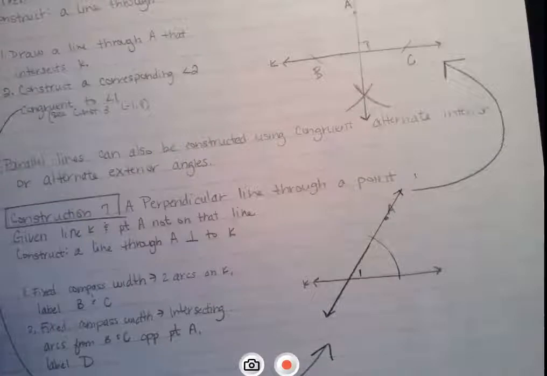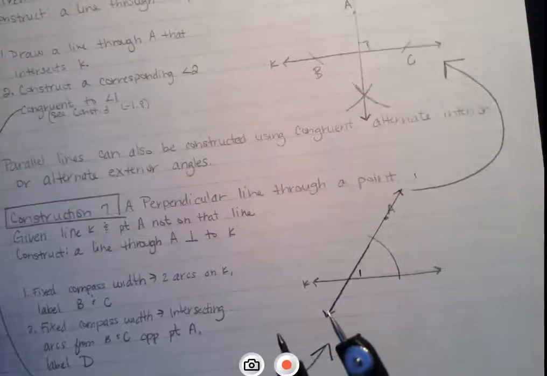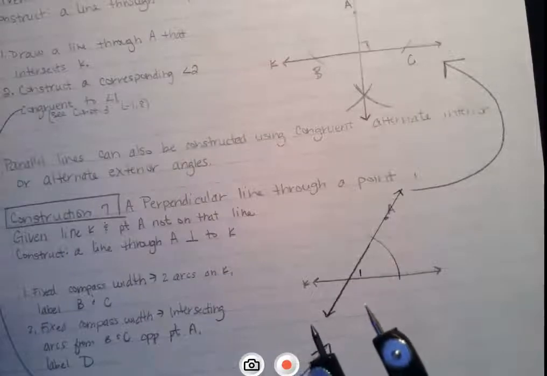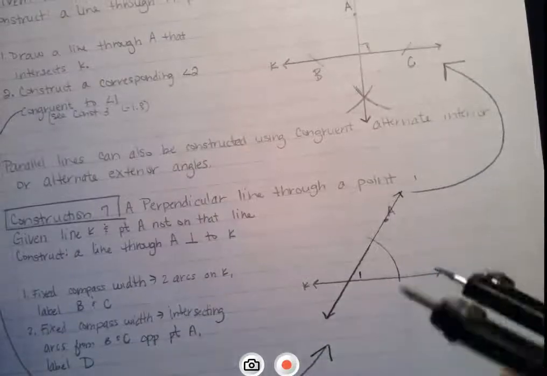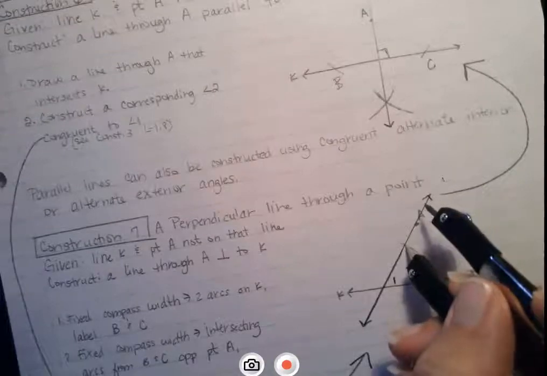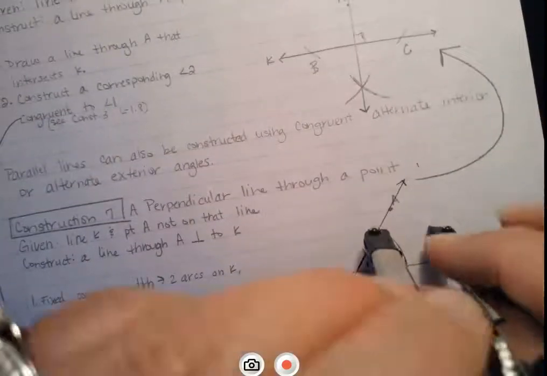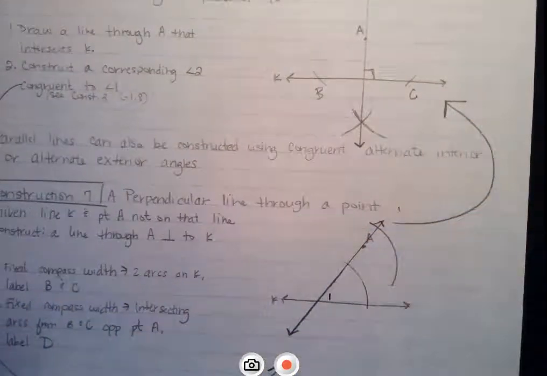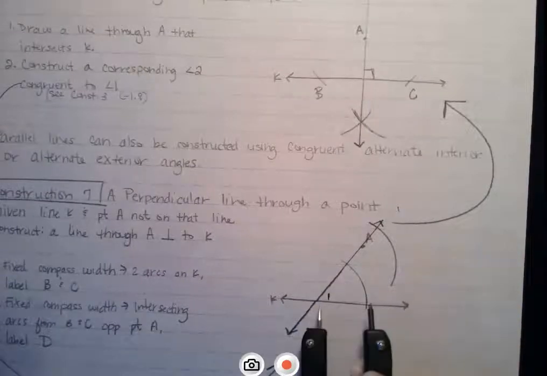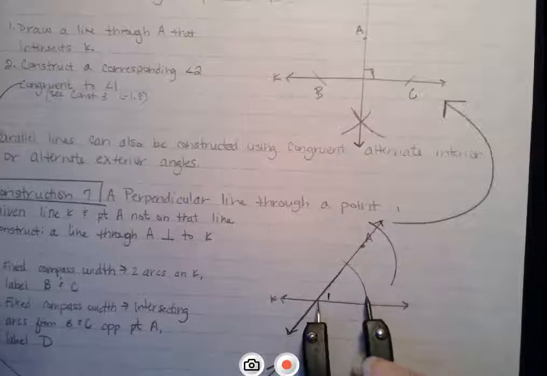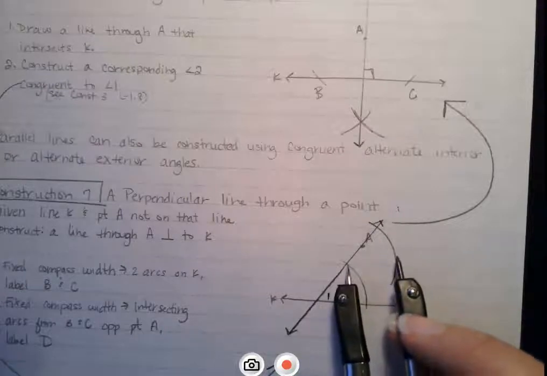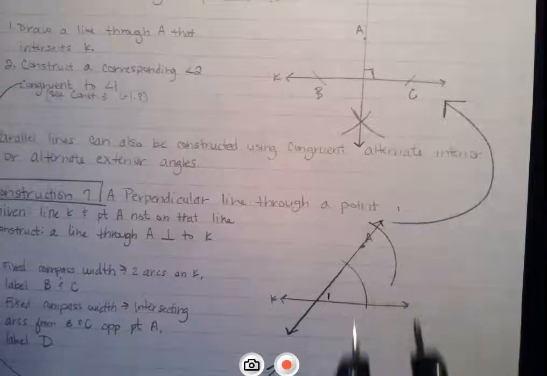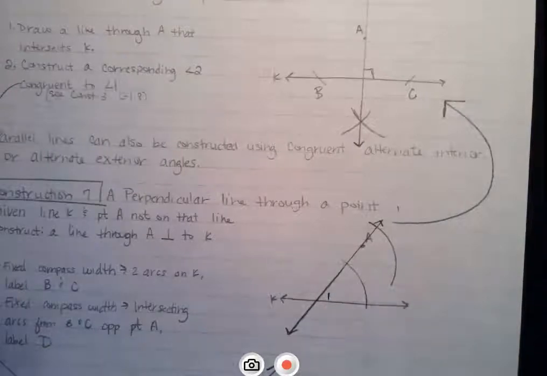Okay. Now you want to maintain the width of your compass and place its point on X. If we call this point X, we can put it here and make another arc that's going to go up and intersect that line, because we're going to get a parallel line. So we put the point on angle 1, and now you used this point of intersection up here and made another arc, because we're trying to get a parallel line.